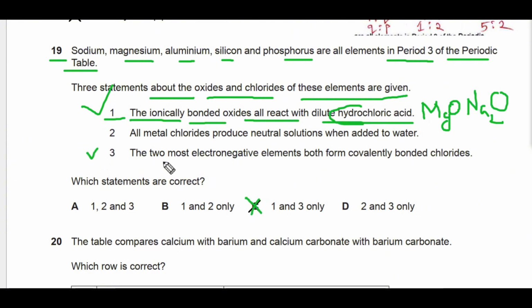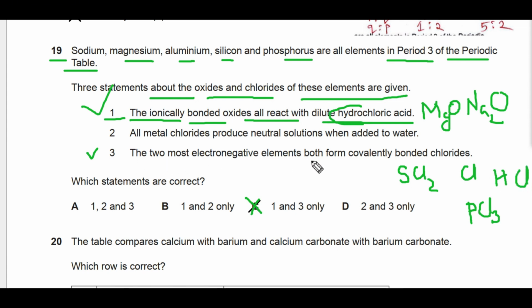Why 3? The two most electronegative elements both form covalently bonded chlorides. So the most electronegative are sulfur, forming sulfur chlorides, and chlorine, forming PCl3, HCl.